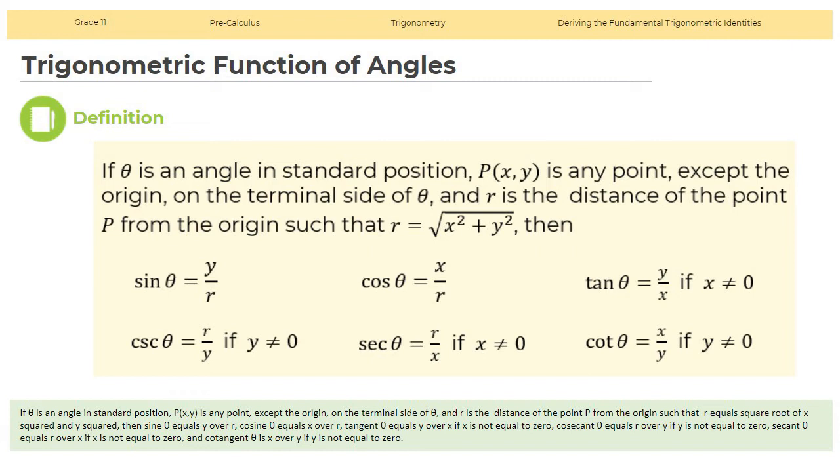tangent theta equals y over x if x is not equal to 0, cosecant theta equals r over y if y is not equal to 0, secant theta equals r over x if x is not equal to 0, and cotangent theta is x over y if y is not equal to 0.